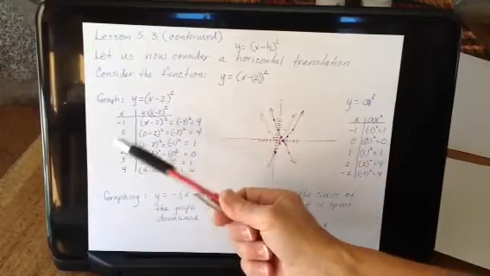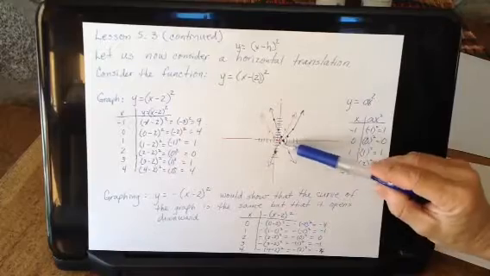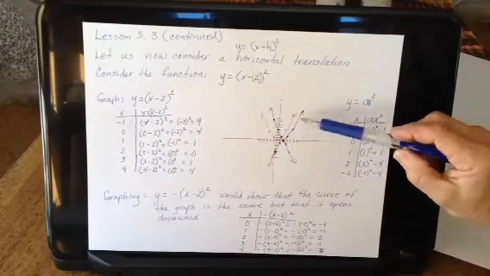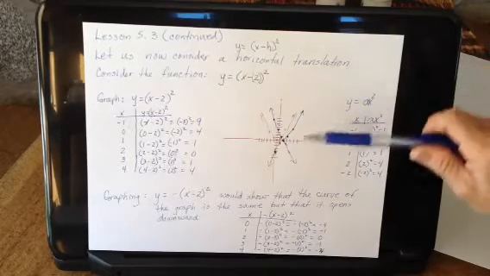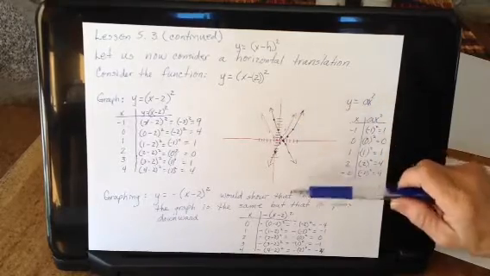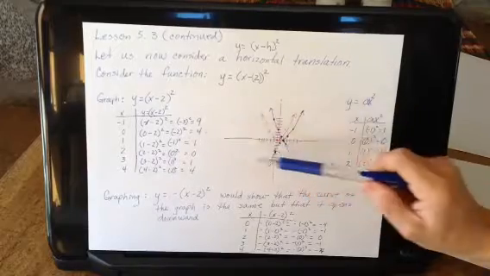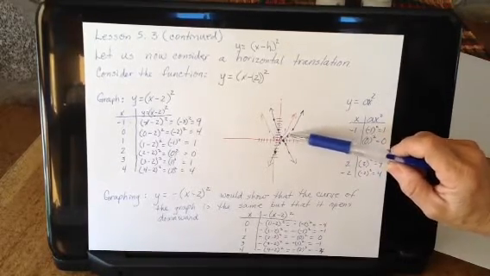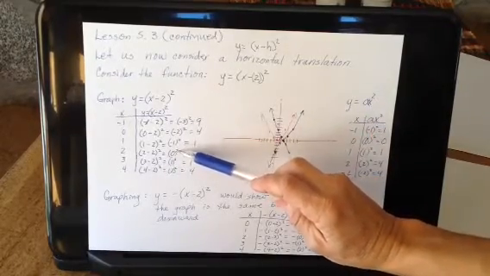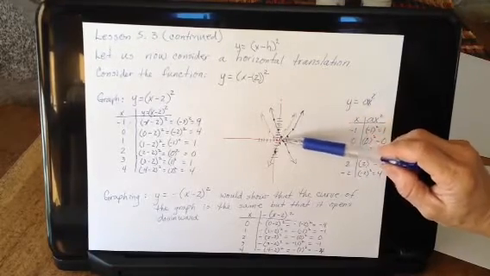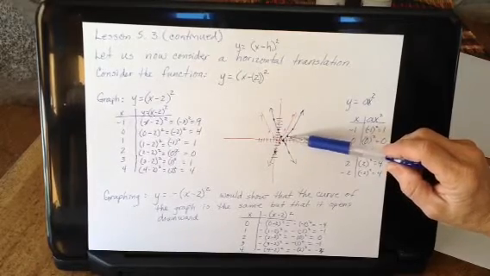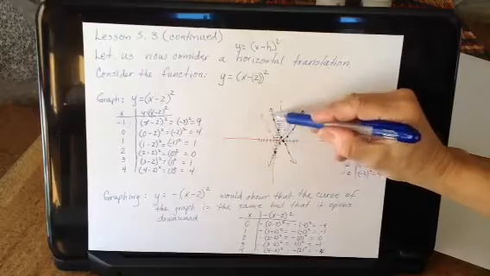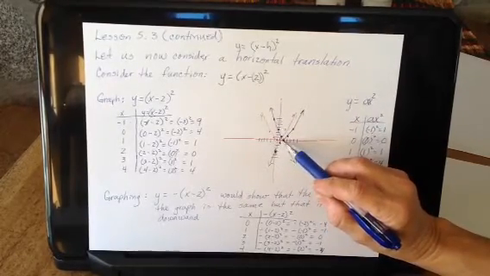Then we go ahead and plot those points. When x is -1, y is 9. When x is 0, y was 4. When x was +1, y was 1. When x was +2, y was 0. When x was 3, y was 1. And when x is 4, y was 4. So when I connect those dots, I get this blue graph here, which moved 2 units over from 0, 0.